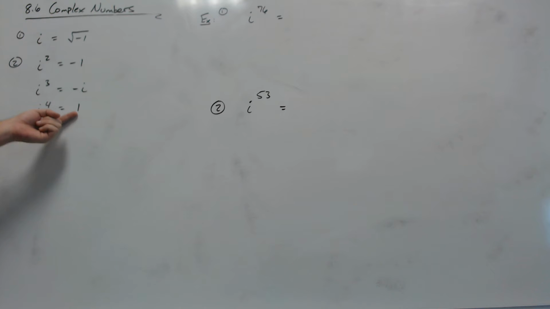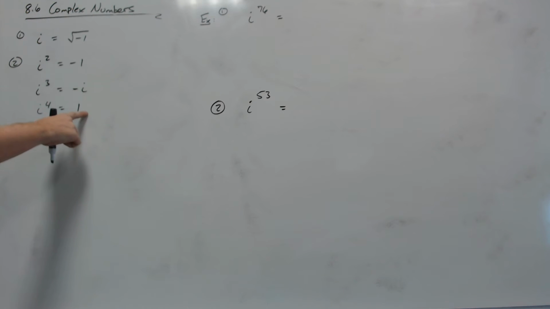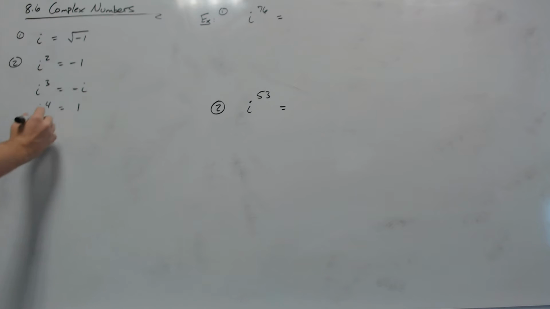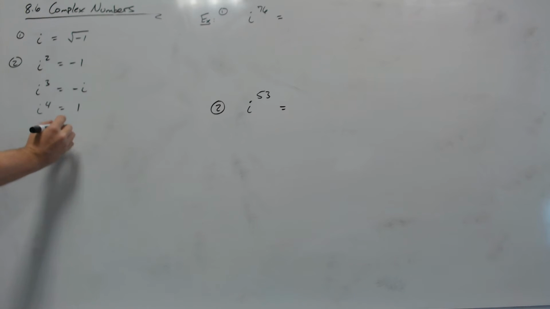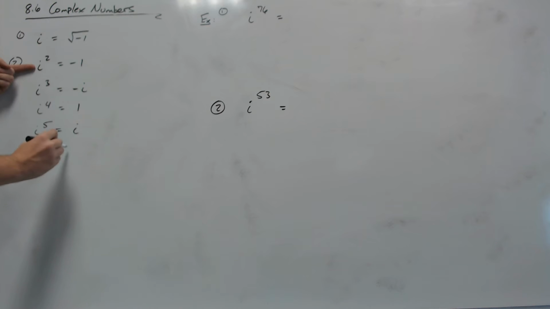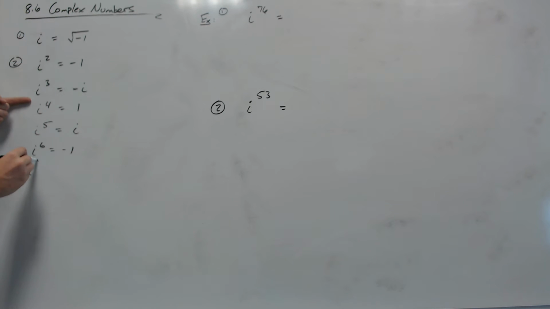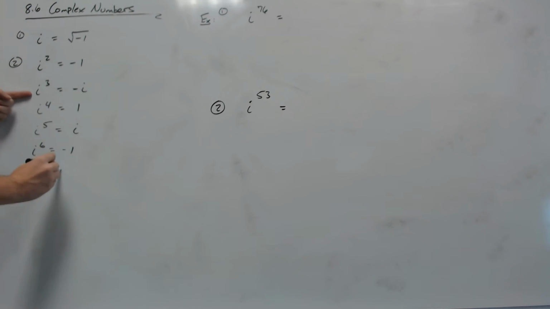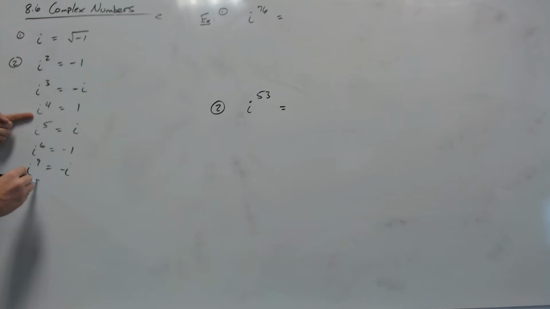And notice, if i to the fourth equals 1, if I go one more time here and I multiply by i, I'm going to have i to the fifth equals i. That gets me back to the first one. i to the sixth is going to be -1. i to the seventh is going to be -i. And i to the eighth is going to equal +1. They just keep repeating over and over again.